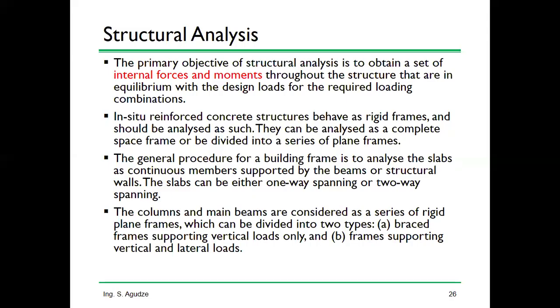So we should know that the columns and the main beams are considered as a series of rigid plane frames, which can be divided into two types: braced frames and frames supporting vertical load, that is unbraced frames. And I believe you have done this in Design 1, braced and unbraced structures.